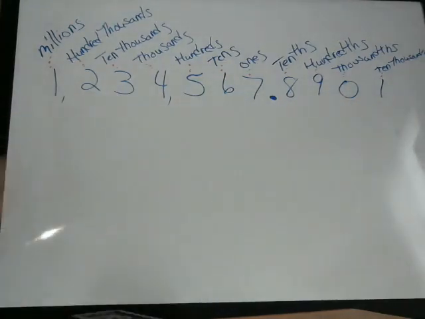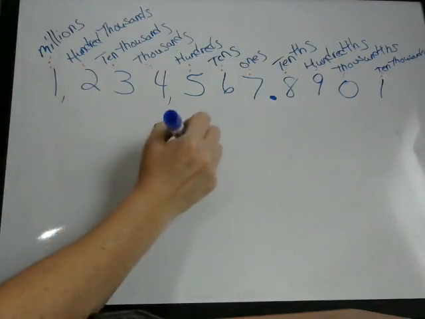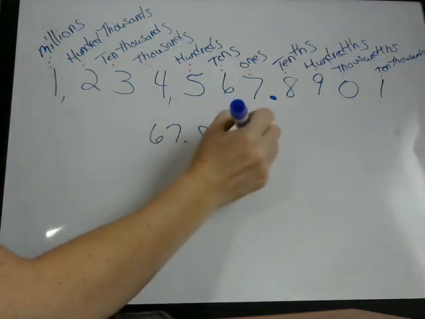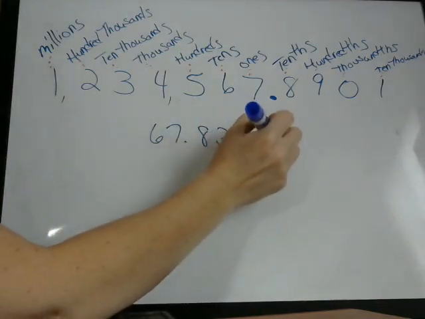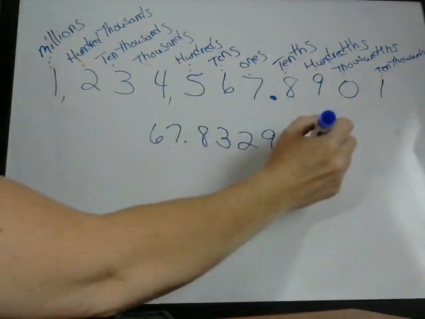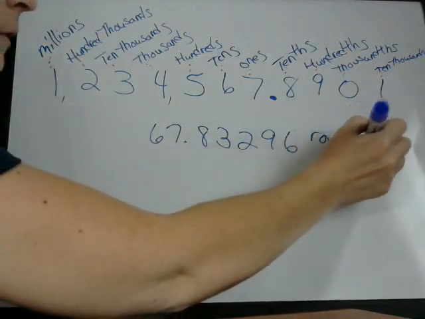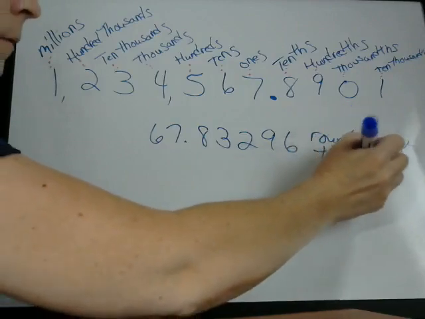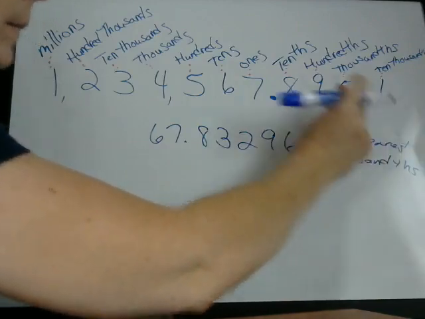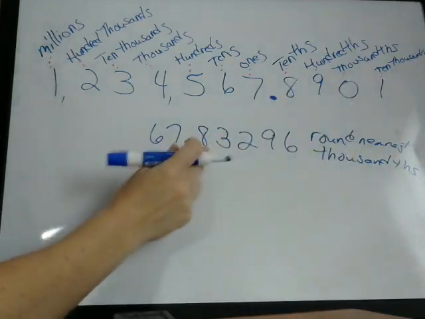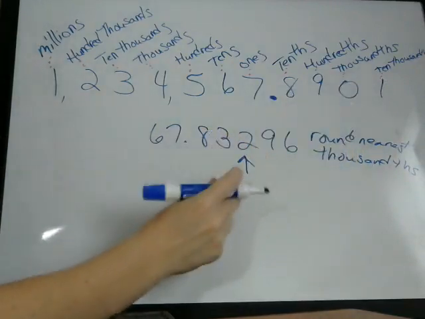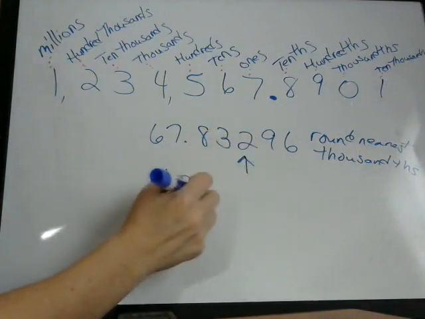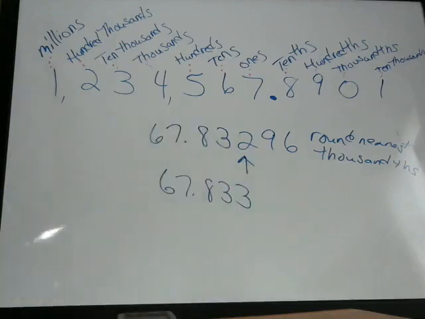If we have 67.83296, round to the nearest thousandths. That's this position, third position. 1, 2, 3. That's the 2. You look to the right, it's a 9. So we know we're going to add 1 to that. So that's the answer.